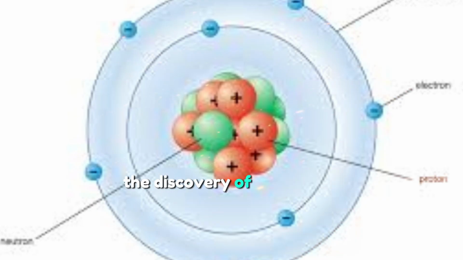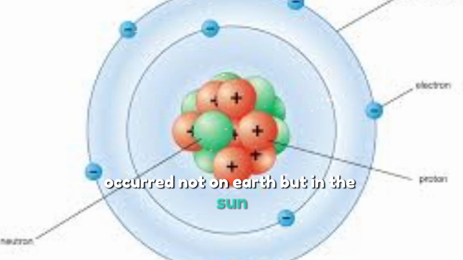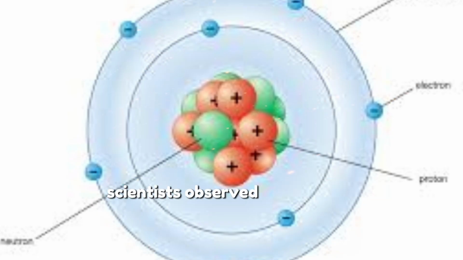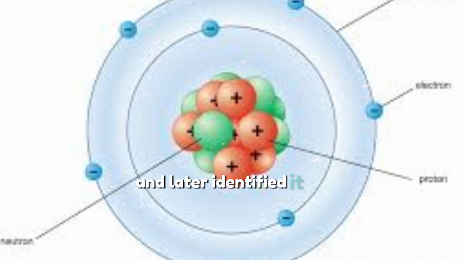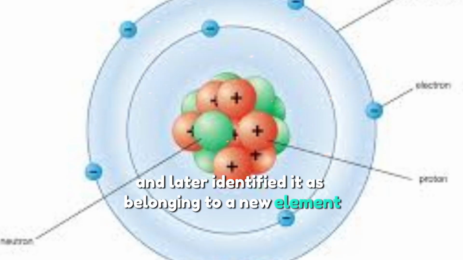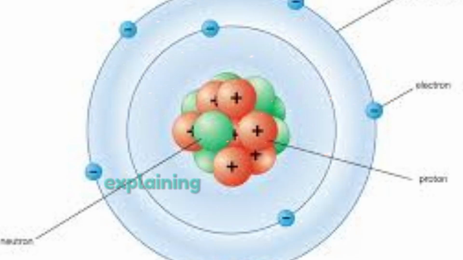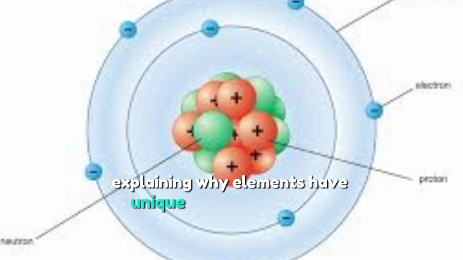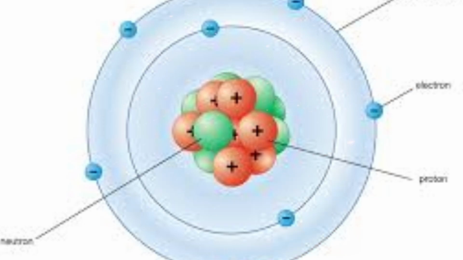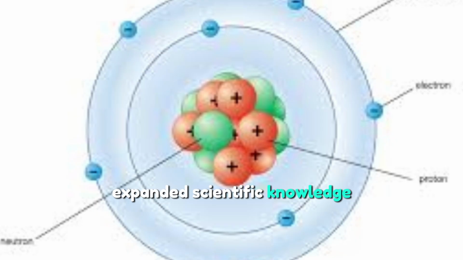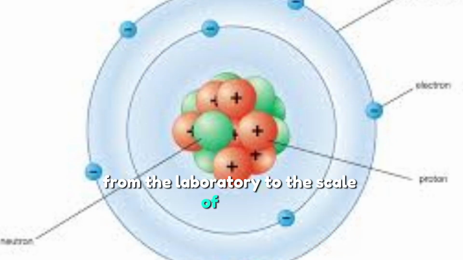The discovery of helium, for example, occurred not on Earth but in the Sun. Scientists observed an unknown spectral line in sunlight and later identified it as belonging to a new element. Without Bohr's model explaining why elements have unique energy transitions, this kind of identification would remain speculative. Bohr's explanation thus expanded scientific knowledge from the laboratory to the scale of stars.